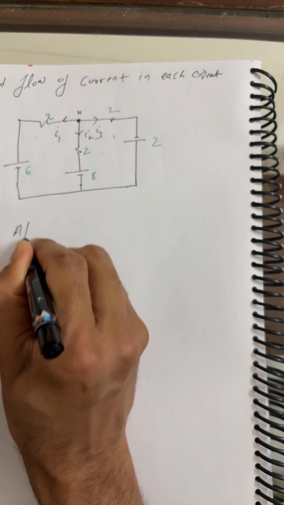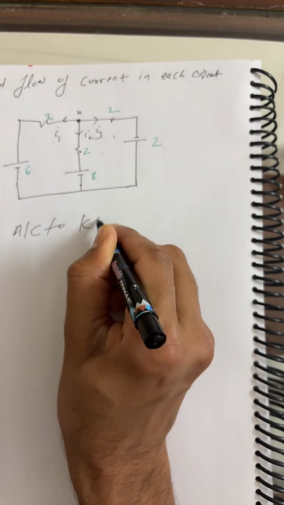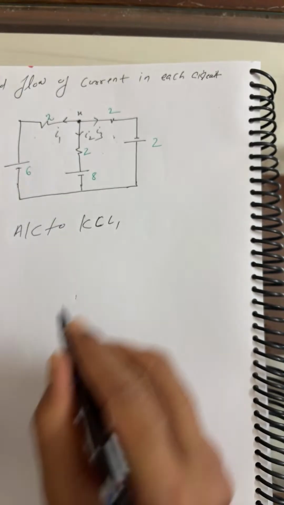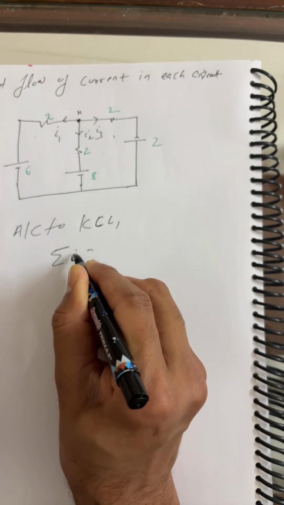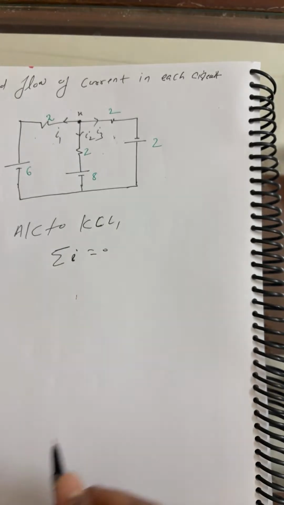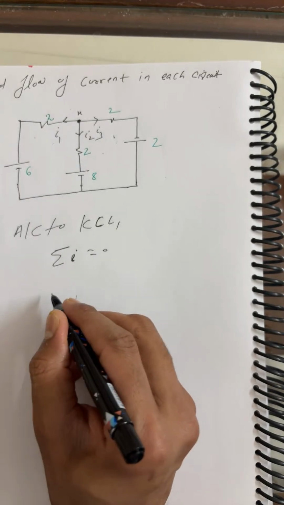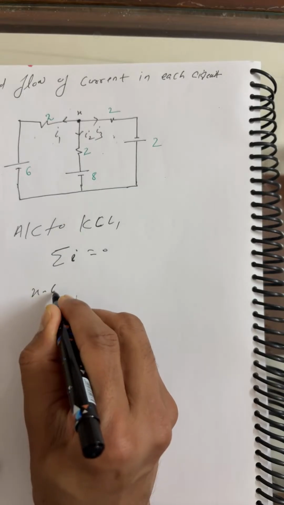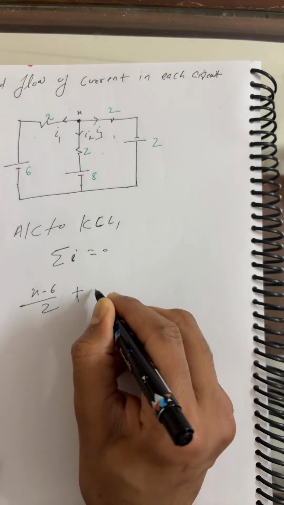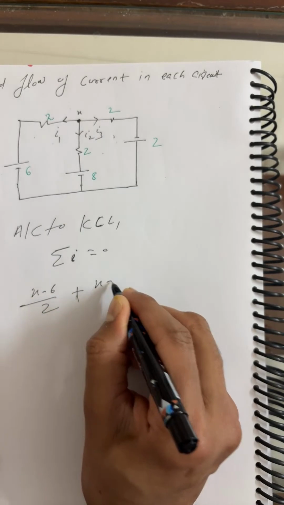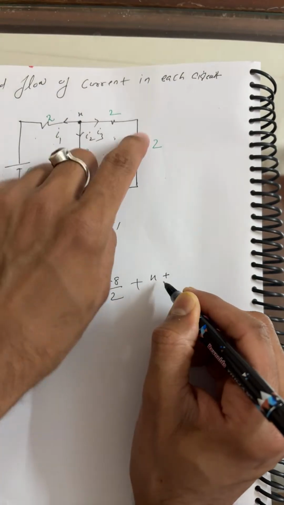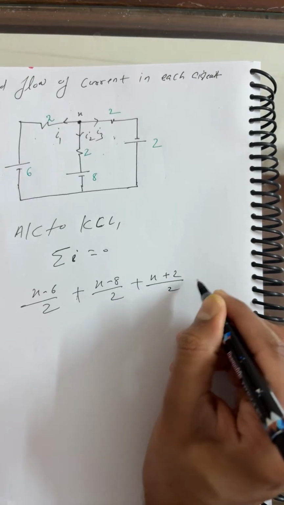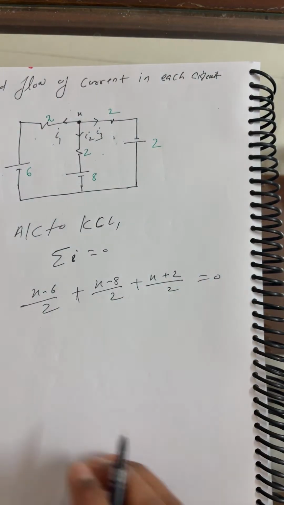According to KCL, the summation of current is equal to 0. So x minus 6 by 2 plus x minus 8 by 2 plus x plus 2 minus 2 plus 2 by 2 equals 0.